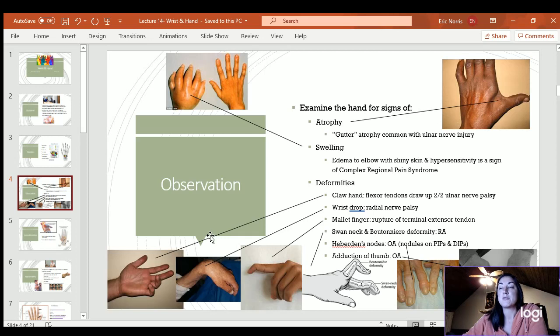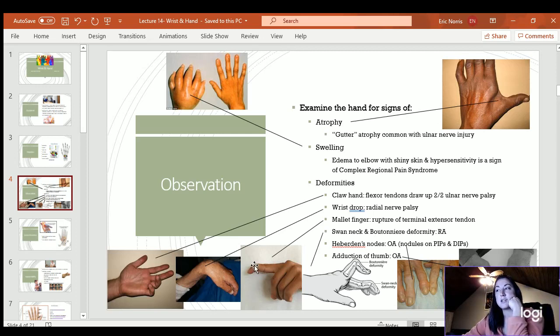There are several deformities of the hand. So a claw hand deformity right here is when the flexor tendons draw up, such as with ulnar nerve palsy. So with ulnar nerve palsy, again, it would affect the pinky and the ring finger. Wrist drop is more likely with radial nerve palsy. It can also happen pretty often. It will happen with a patient who has a stroke or some type of significant weakness.